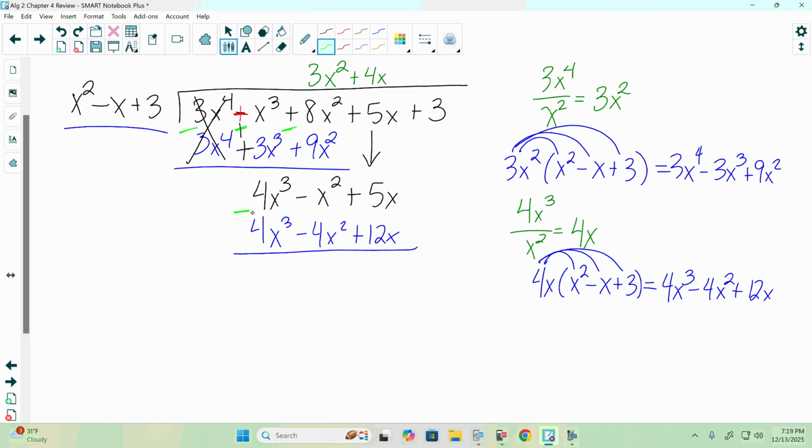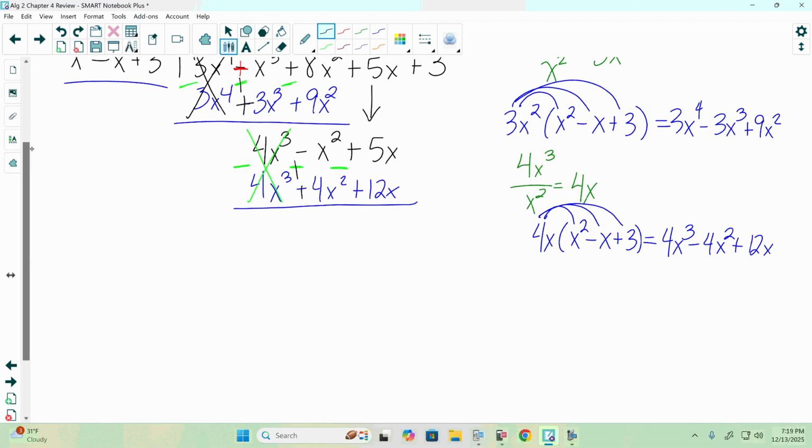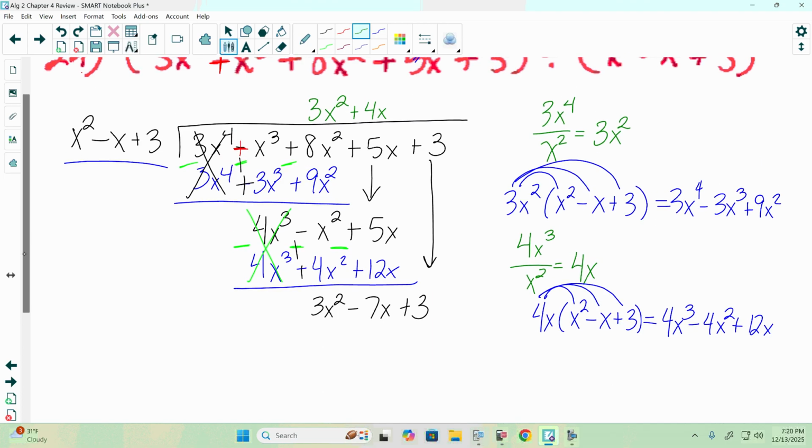And then we're going to subtract. 4x cubed minus 4x cubed is 0. Negative x squared minus negative 4x squared, our negative and negative make a plus. Negative x squared plus 4x squared is going to be positive 3x squared. 5x minus 12x, 5 minus 12 would be negative 7x. Bring down the plus 3, and we do this one more time. Okay, good.